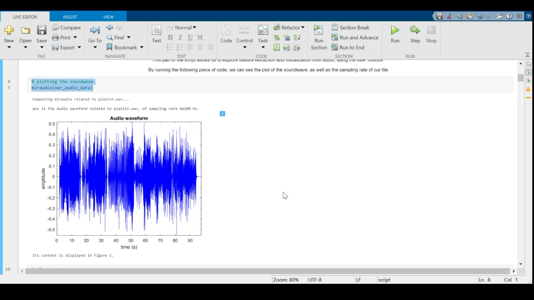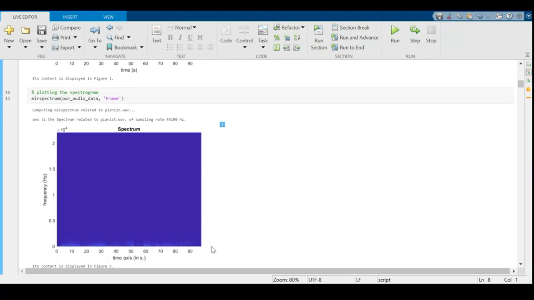This waveform has an amplitude of 0.5 and a duration of more than 90 seconds. Here we also see our spectrogram, which is a visual representation of our signal that changes over time. On the x-axis we have time. On the y-axis we have frequency, from low to high. The color or intensity of the spectrogram represents the strength of each frequency component.